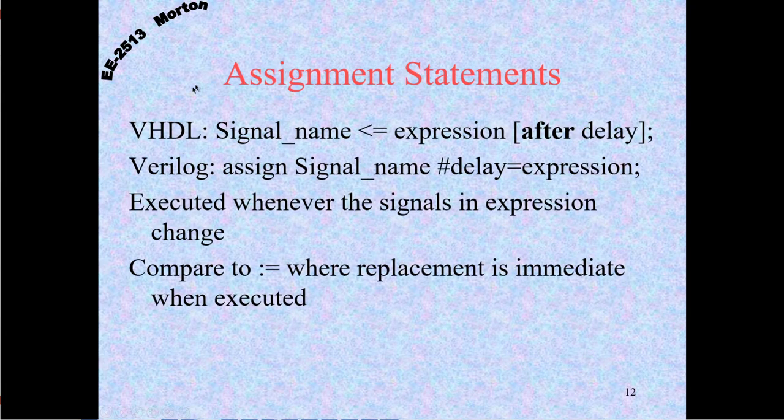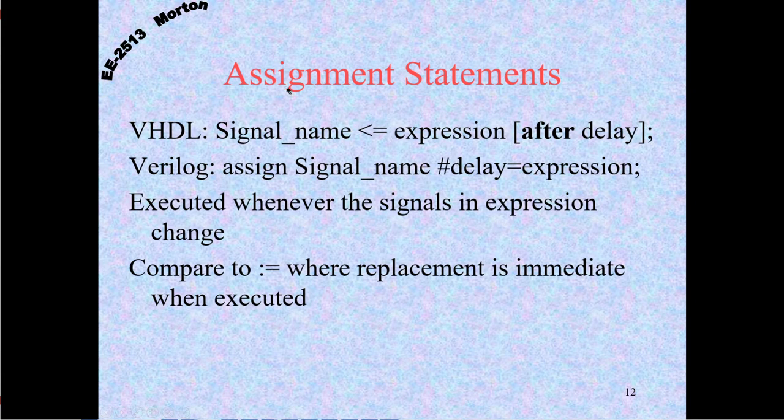Okay, so assignment statements. In VHDL, you have a signal name, you have this funny construct, less than equal, which is essentially an assignment. And then you have your expression, and then you have an optional delay, where you have to use the keyword after and then so many nanoseconds delay, or whatever. In Verilog, you have the keyword assign, and then you have the signal name, you have pound and a delay if you specify it, again, it's optional, and then that equals, and then the expression. Both of them end with semicolons.